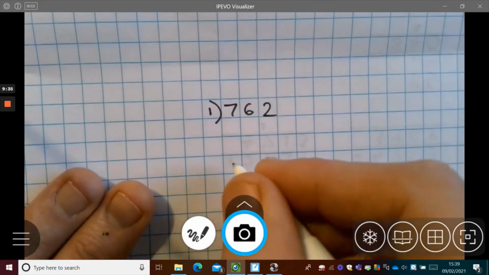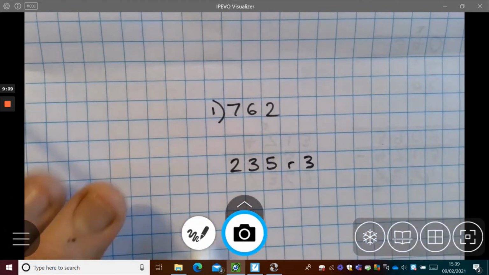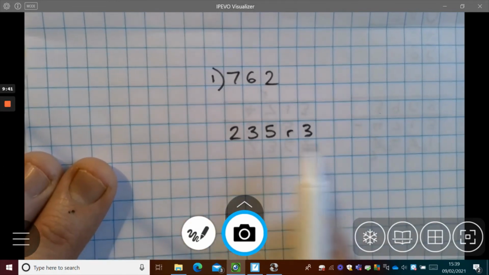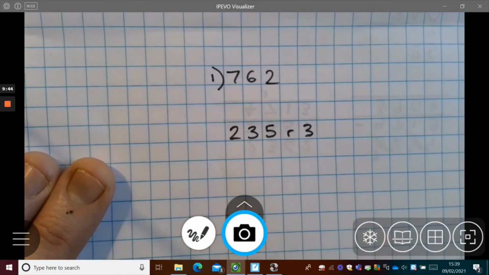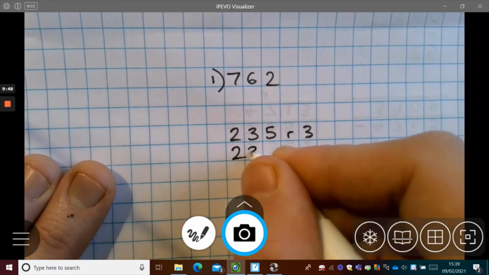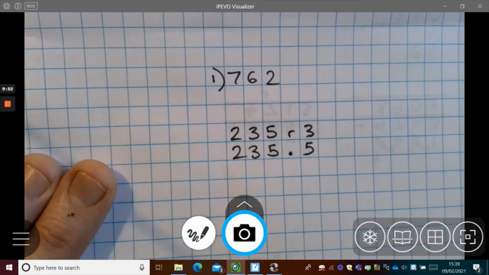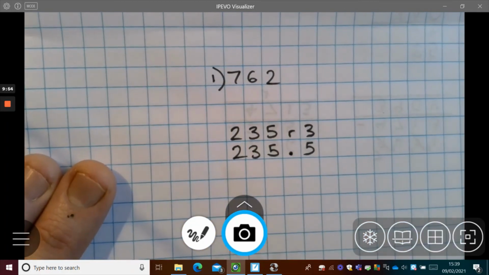For the ones with the remainder, so we had 235R3, type it in like this: 235R3. No spaces. Okay, just 235R3, and that will recognise it as correct if it's correct, or if you want to do it with a decimal, 235 full stop 5. Okay, 235 full stop 5.